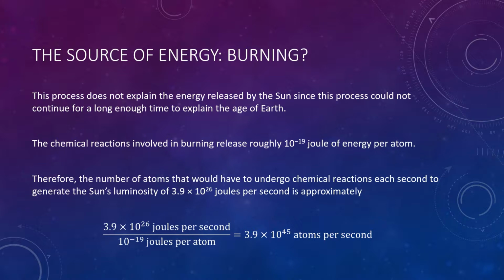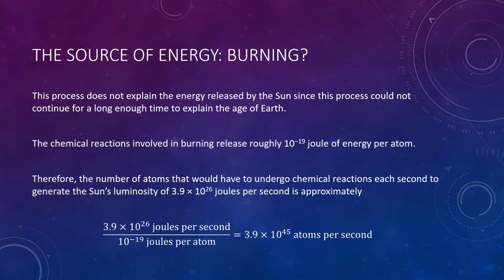Now, I'm going to throw some numbers at you. I'm not going to necessarily derive all of these numbers, but these are research numbers that I'm using here. The chemical reactions involved in burning release roughly 10^-19 joules of energy for every atom. Therefore, the number of atoms that would have to undergo chemical reactions each second to generate the sun's luminosity of 3.9 × 10^26 joules per second is roughly, take that in joules per second and divide by how much energy is released per atom. When you do that, you'll find out that 3.9 × 10^45 atoms per second are being used up.